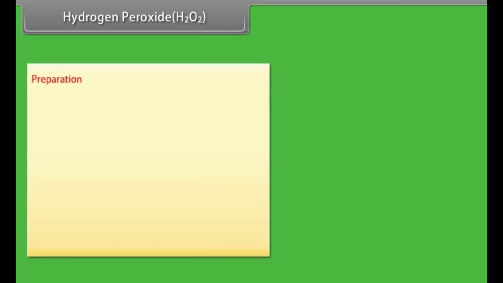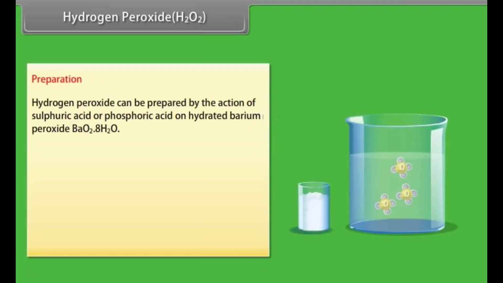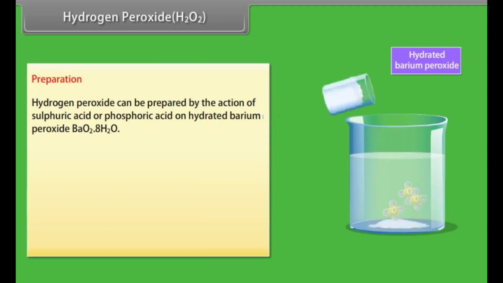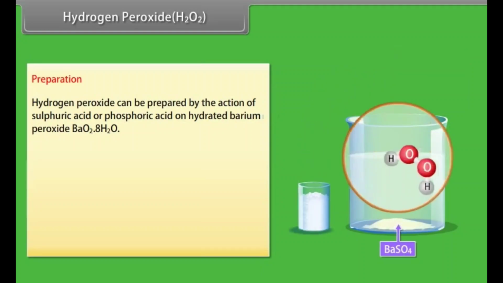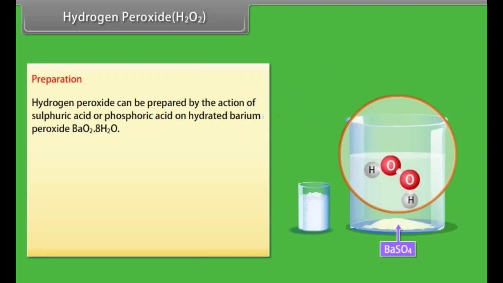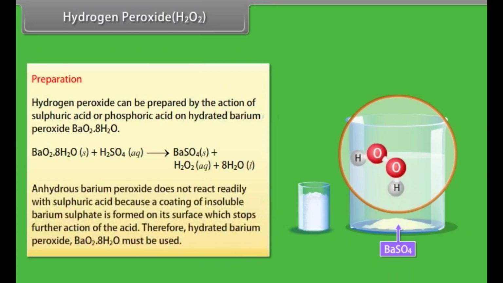Hydrogen peroxide, H2O2. Preparation. Hydrogen peroxide can be prepared by the action of sulfuric acid or phosphoric acid on hydrated barium peroxide. Anhydrous barium peroxide does not react readily with sulfuric acid because a coating of insoluble barium sulfate is formed on its surface, which stops further action of the acid. Therefore, hydrated barium peroxide, BaO2·8H2O, must be used.